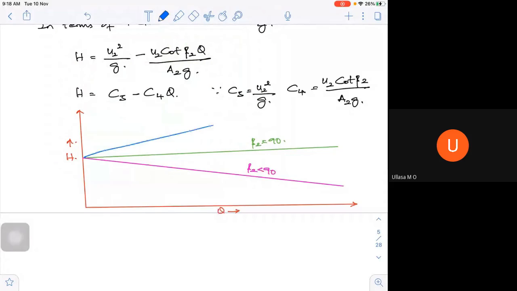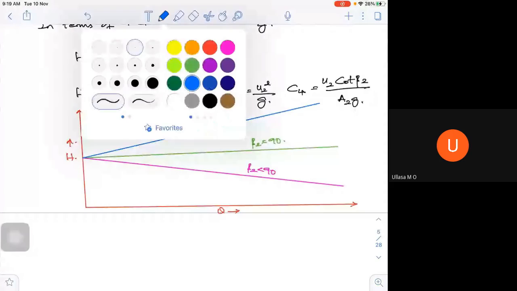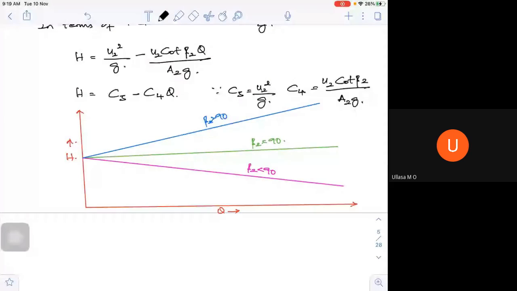I may have a term beta 2 greater than 90 like this. This is for beta 2 greater than 90. This is what I am going to get. And the discharge starts with 0, 1, 2, 3, up to 10. So what is this actually? This is your U2 square by G.